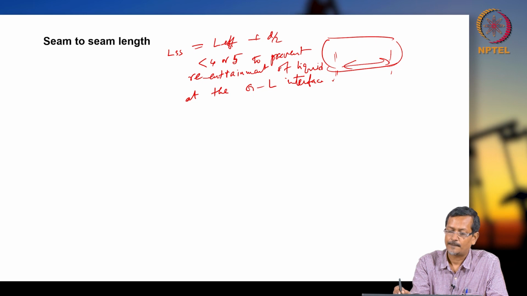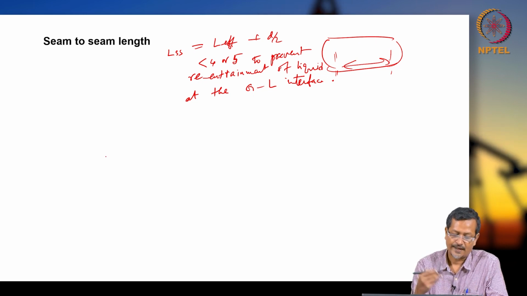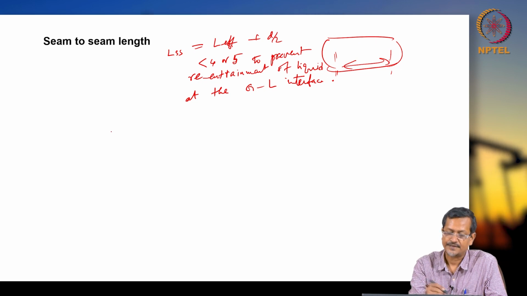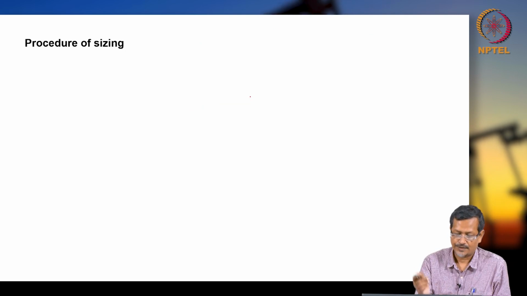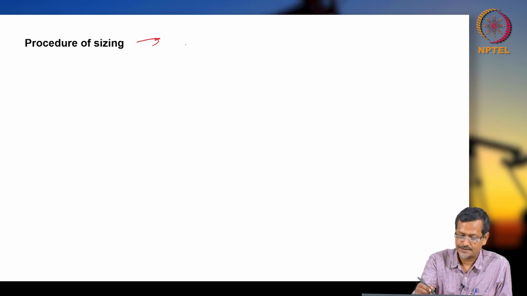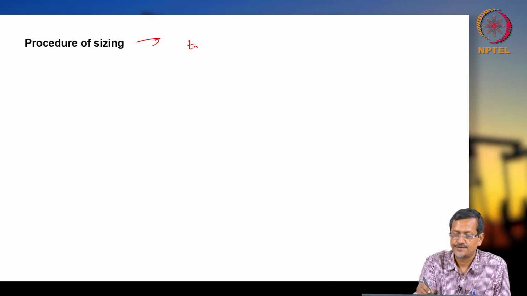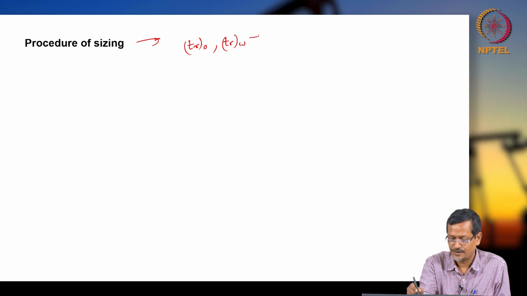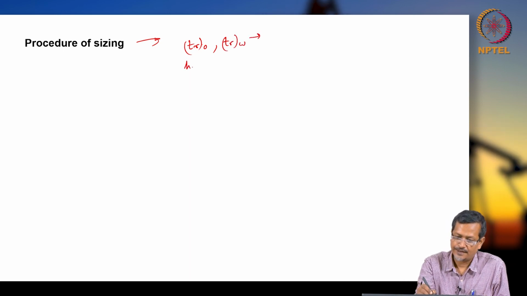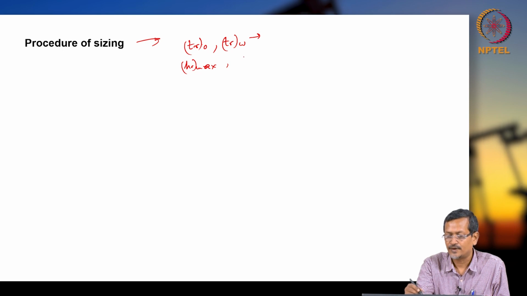Okay, if a separator is based on liquid capacity, a higher slenderness ratio is acceptable, but the recommendation is still that LSS should be less than 4. So the procedure of sizing is like this. First you select TRO and TRW.